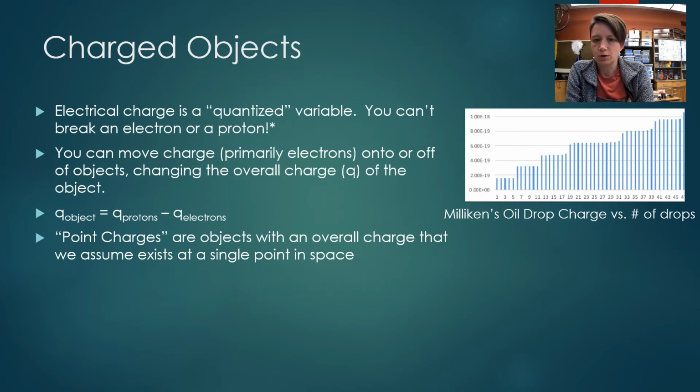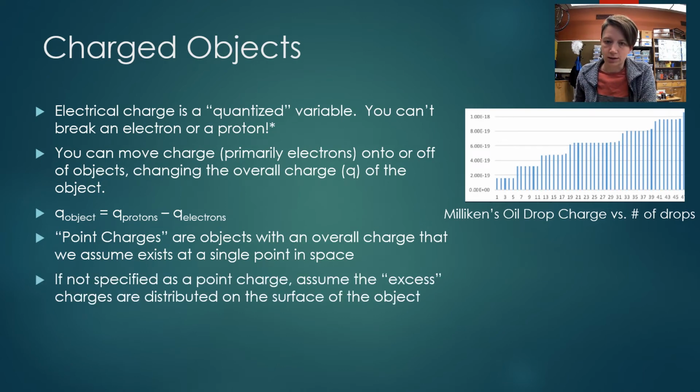Sometimes you'll hear problems that reference point charges. A point charge is an object that has an overall charge, but we're going to assume that the whole charge exists at a single point in space. So this is obviously a physicist's way of simplifying a more complicated scenario. So oftentimes when we're solving problems related to charged objects, we will assume that they are point charges with a q that is equal to the difference between the protons and the electrons.